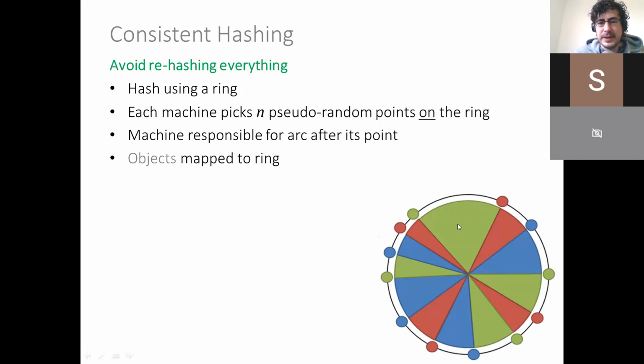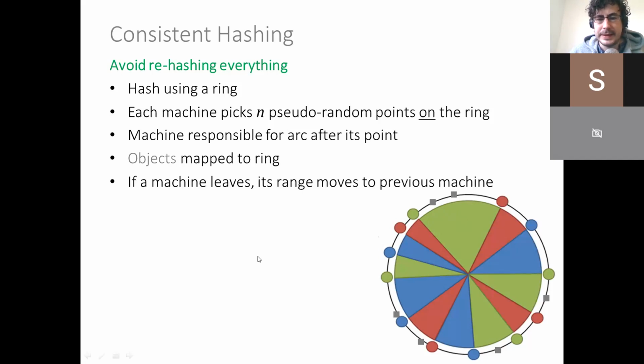Okay, so then we hash objects. We hash, for example, keys into this ring. So we create a hash for the object and then we map it to the ring. And that tells us which machine is responsible for that object. And that's it.